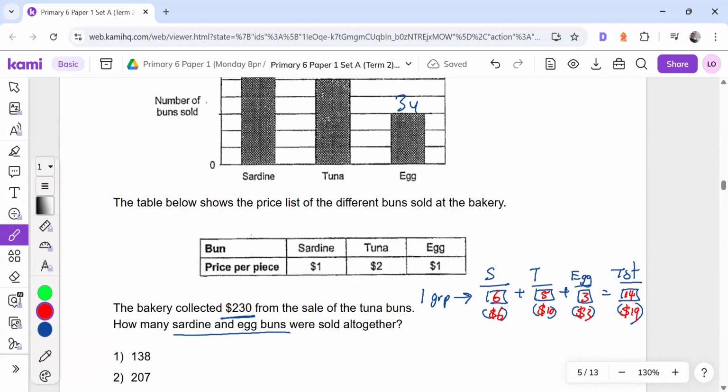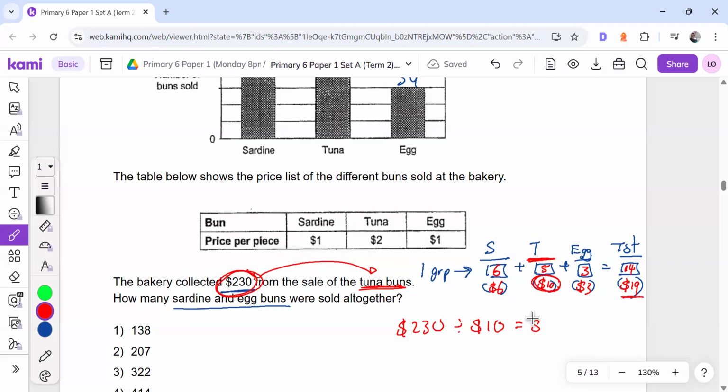And then can you find how many groups make up $230? And be very careful. Please don't say $230 divided by 19. That's wrong because this $230 refers to what? The tuna buns. How much money you collected from the tuna buns. So you must go to one group, look for tuna buns, and look for money. So divide by $10. So one group, $10. How many groups can you make? You can make 23 groups. So if I have 23 groups, I can solve the problem already.